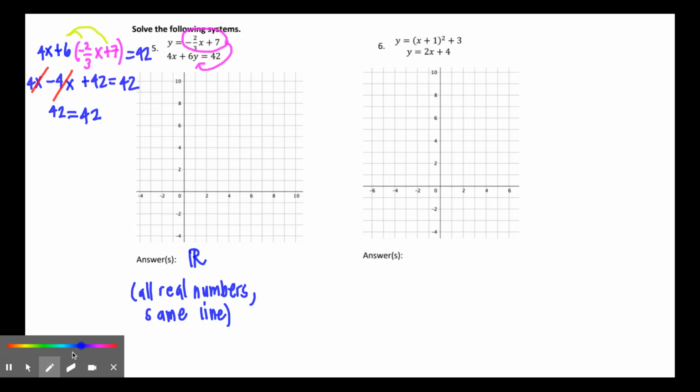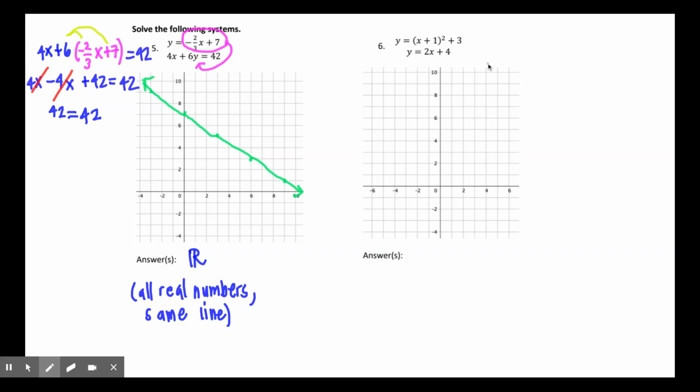So if you graphed both of them, a y-intercept of 7, a slope of negative 2/3, you go down 2 over 3, down 2 over 3, and there's my beautiful line. Okay, so next problem.